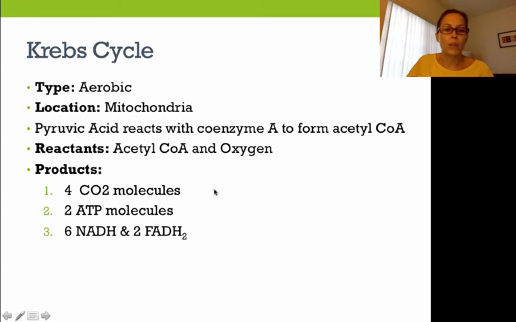Our products of the Krebs cycle are 4 carbon dioxide molecules, 2 ATP molecules, 6 NADH electron carriers, and 2 FADH2 electron carriers.